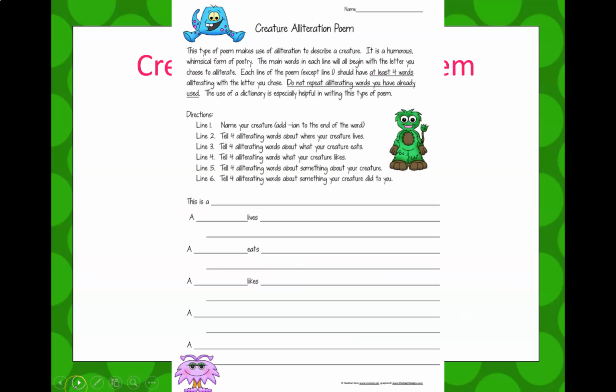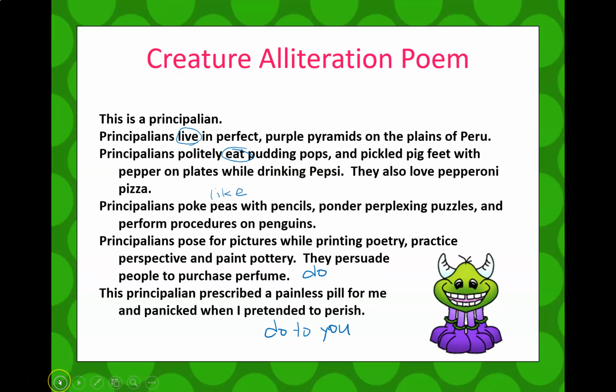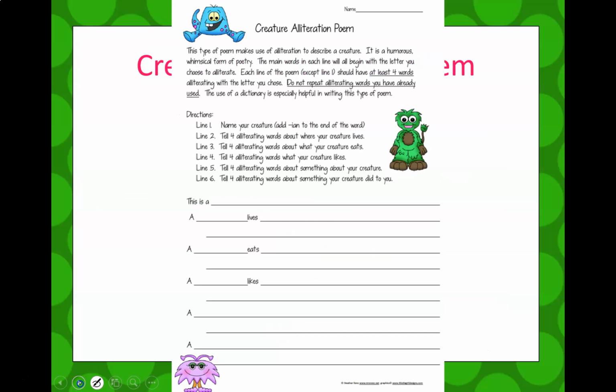So this is the page in your packet, and it's going to kind of walk you through the whole thing, but I can tell you now, the more words you add with whatever letter you choose, your poem's going to be so much better. And it doesn't even have to go together that much. You can see in her Principalian example, she did a lot. Like, she poked peas with pencils, pondered perplexing puzzles, and performed procedures on penguins. That's a lot, but it just sounds really funny.